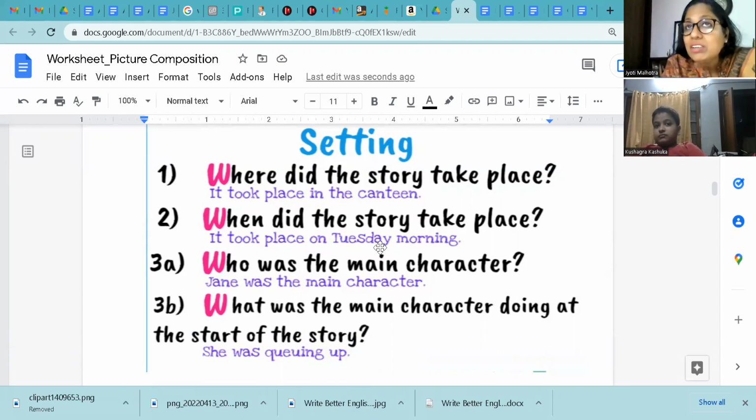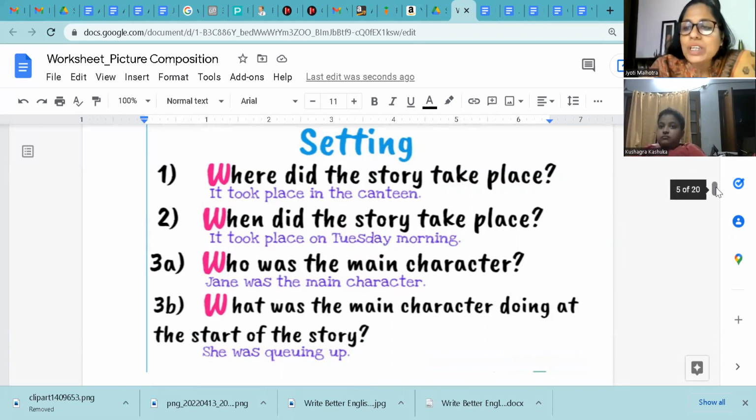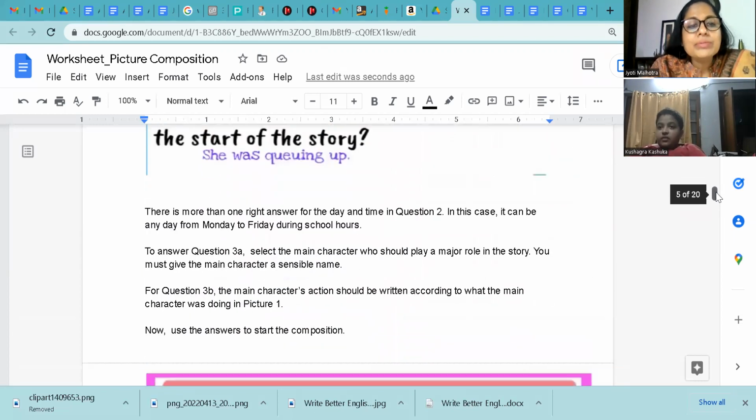It's not written in the picture anywhere, but I have to invent this detail. Invent means I have to make this up. And you said Shweta was the main character's name. All right. What was she doing? She was standing in a queue, or she was queuing up. Okay. Queue means the line. Yes.